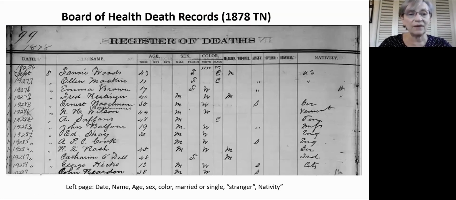I was researching a family in Tennessee and discovered that the Board of Health kept some death records as early as 1878. And during 1878, there was a huge yellow fever epidemic. So there were so many people that died from previous yellow fever epidemics that the government of Tennessee, the Board of Health, decided to keep a book, a register of the deaths. And this is just one side of the page of that book.